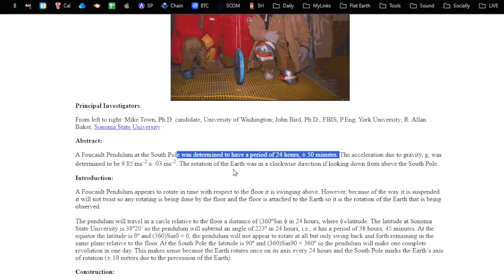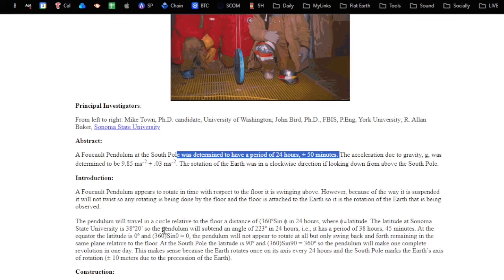The rotation of the Earth was in a clockwise direction if looking down on the South Pole. Foucault's pendulum appears to rotate in time with respect to the floor it's swinging above. However, because of the way it's suspended, it will not twist, so any rotating is being done by the floor, and the floor is attached to the Earth. So it is the rotation of the Earth that is being observed, even though the item that is suspended from a rope from the ceiling of a building is also supposedly turning. Make sense?